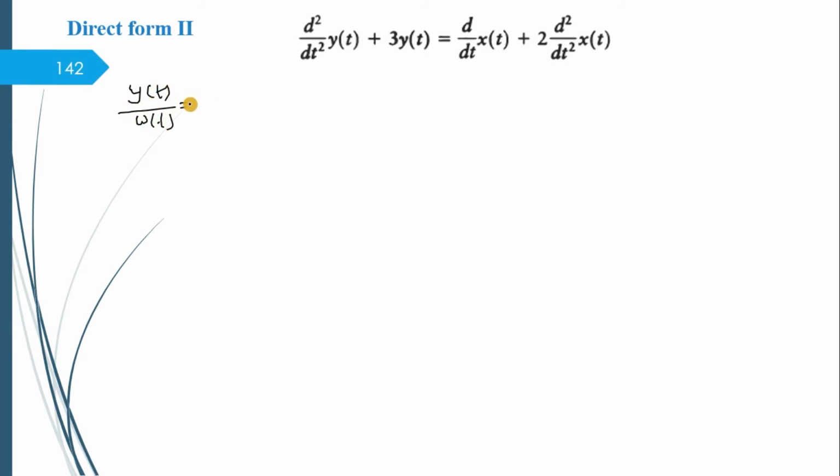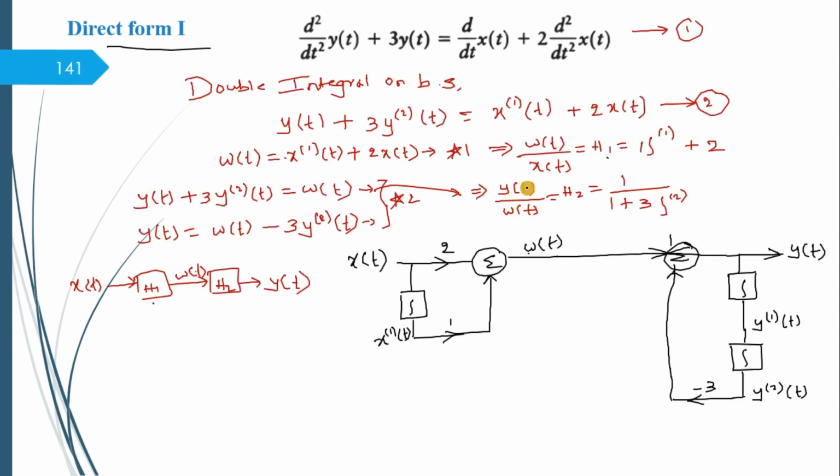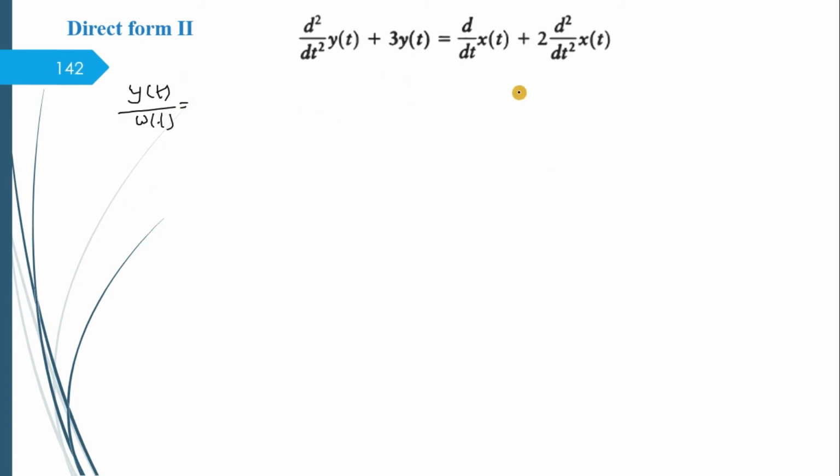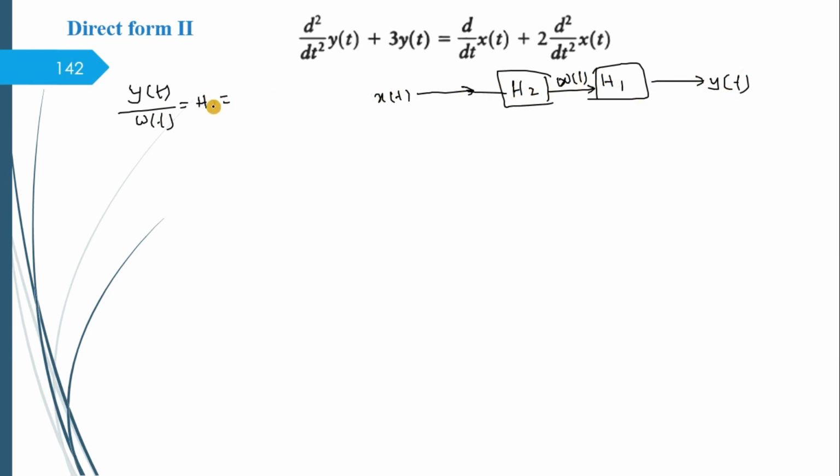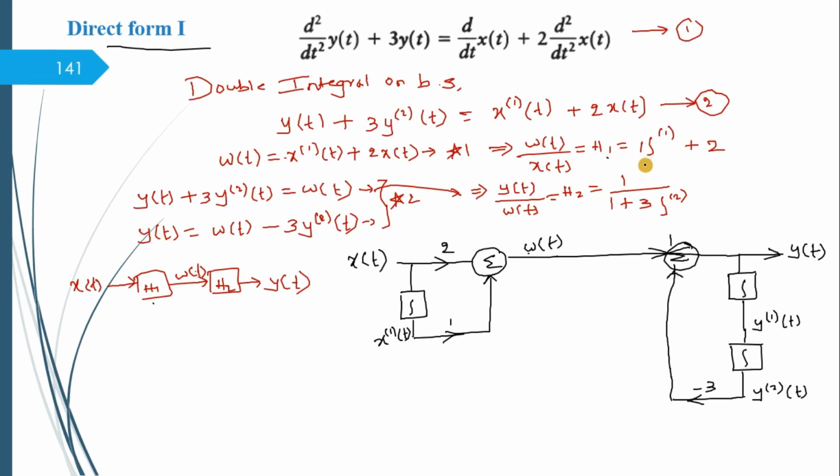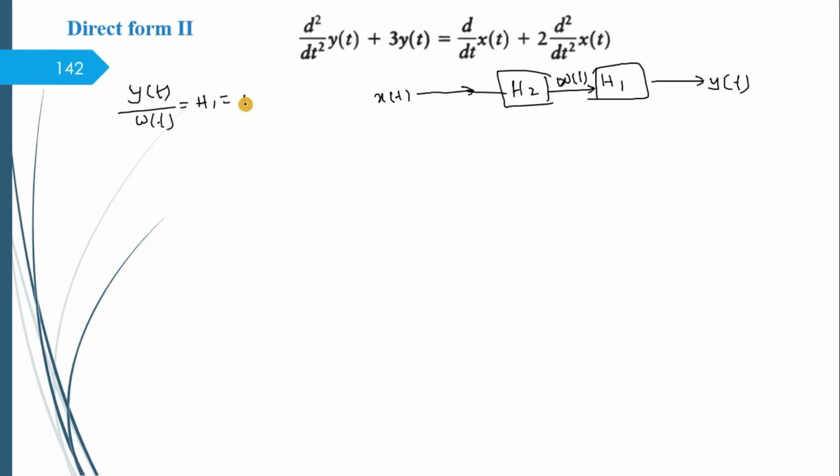So here what we do is, I write the block diagram, h2 first, h1 next. This is y of t, this is x of t, and intermediate is w of t. So this is how the equation is. So y of t divided by w of t is h1. So what is h1? Copy the h1 of previous slide. H1 is one time integration plus 2.